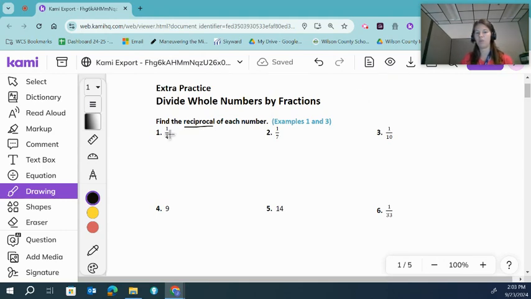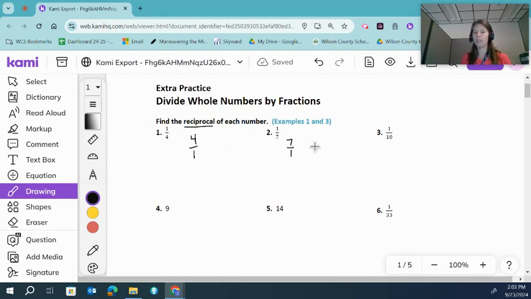So the reciprocal of 1/4 is 4/1. See how I just moved my numerator to the denominator and my denominator to my numerator. So my reciprocal of 1/7 is 7/1 or 7. 4/1 is 4.